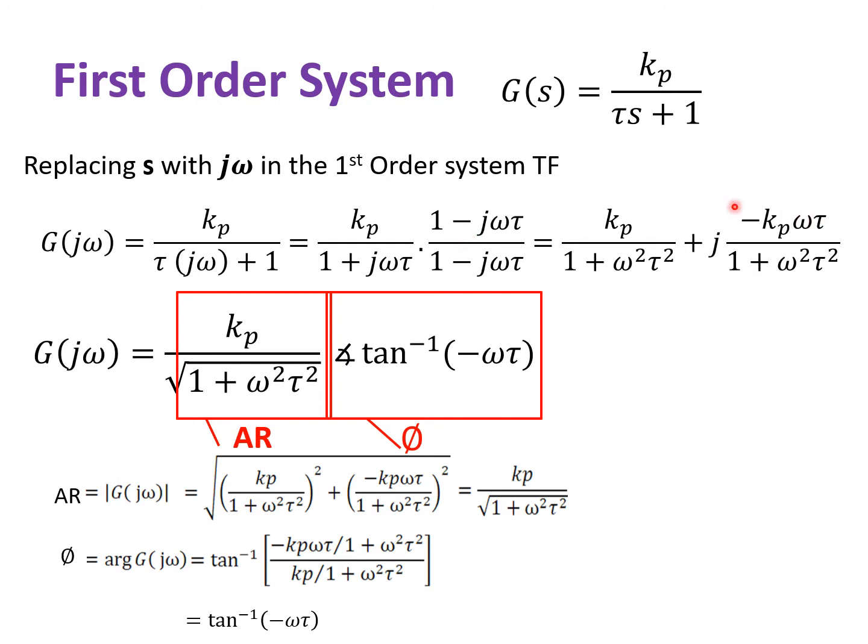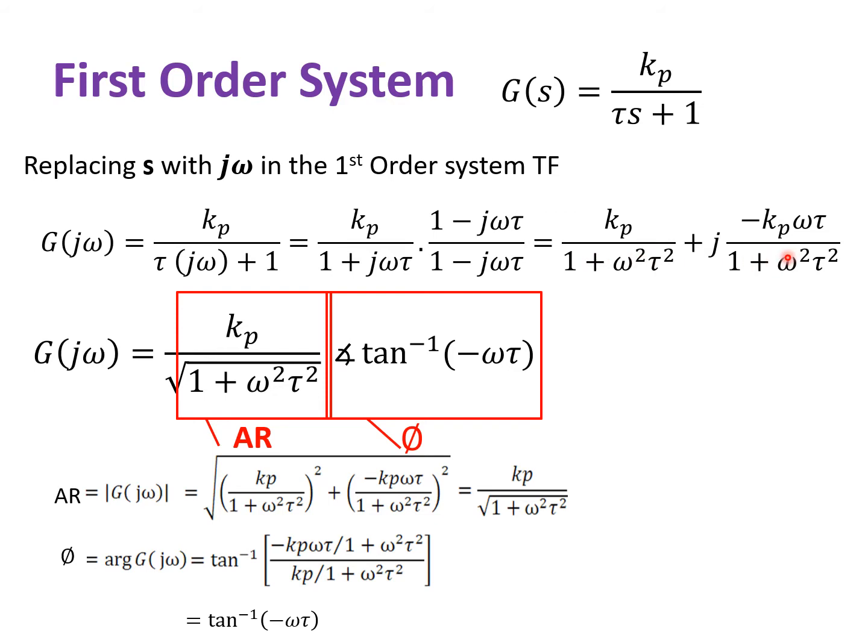And if we convert it into the conjugate, the real part and the imaginary part, then we'll get a system that has an amplitude ratio of Kp over square root of 1 plus omega squared tau squared, and a phase angle of tan inverse of minus omega tau. How do you get that? You get it by this. This is in the real domain. This is in the imaginary domain. So you get the magnitude of this.